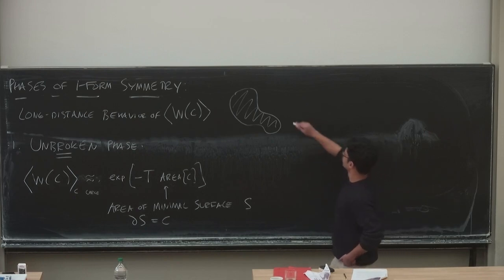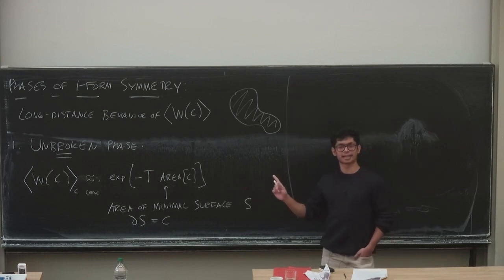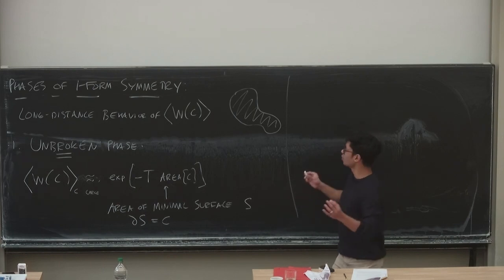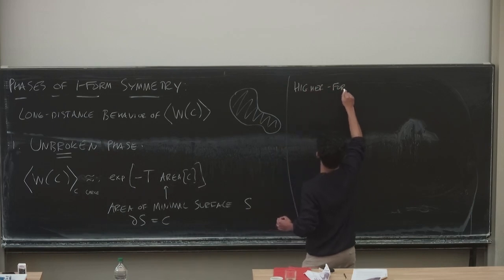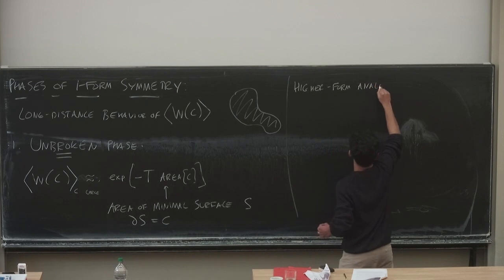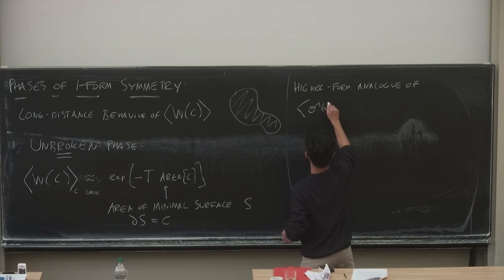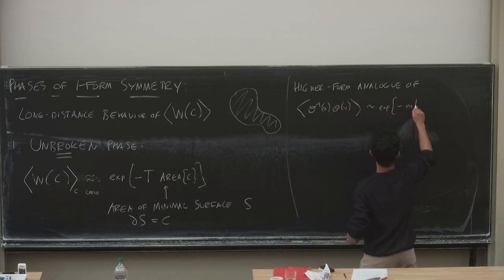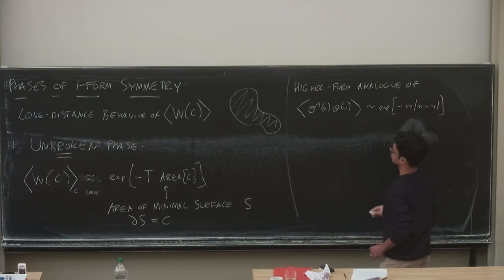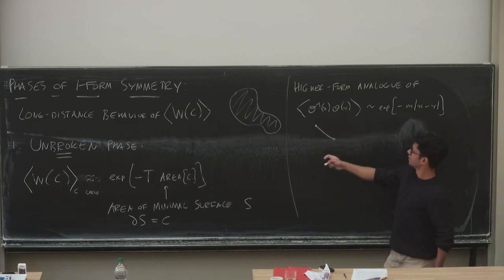First of all, this is the higher form analog of the exponential decay of correlation functions that we saw previously, right? Let me just remind you why that is. So this is the higher form analog of when we had O dagger X, O Y goes like the exponential of M, X minus Y. In this case, I had 2 points. I connected the 2 points by a line. The length of that line determined the correlation function.